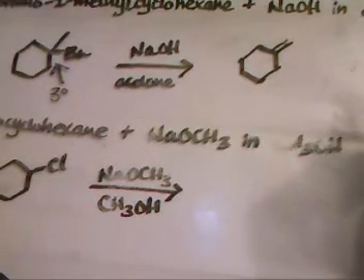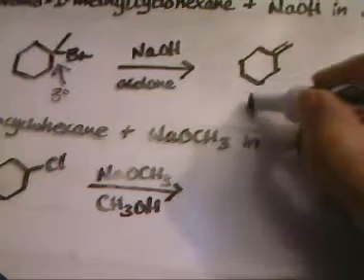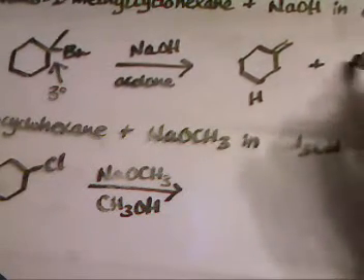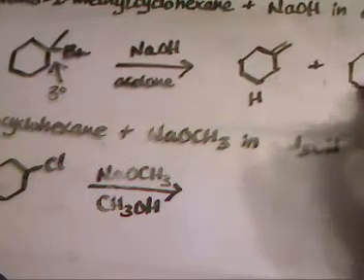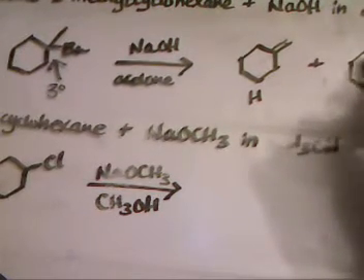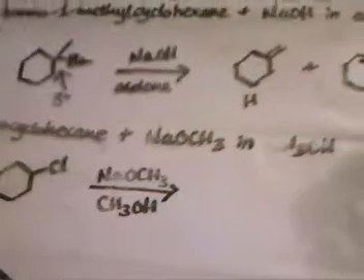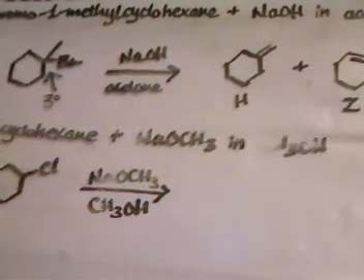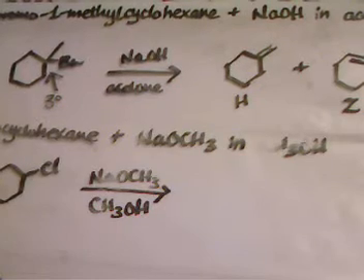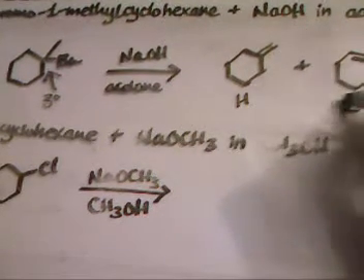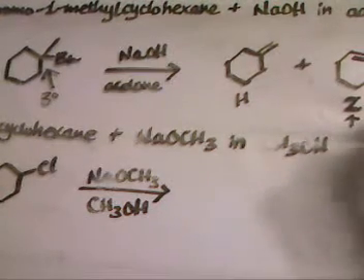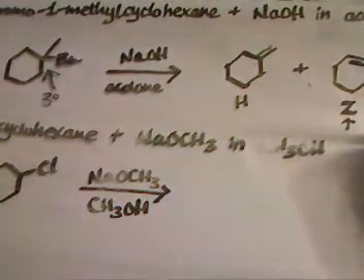So one of the elimination products would be this, and this is the Hoffman product because it's the least substituted alkene from the products. The other product would be if an elimination occurs here, one of those hydrogens is removed, and that's the Zaitsev product. And how do we know which one's major? Well, in this case, we have an unhindered non-bulky base, so the Zaitsev rule applies, and this will be the major product.